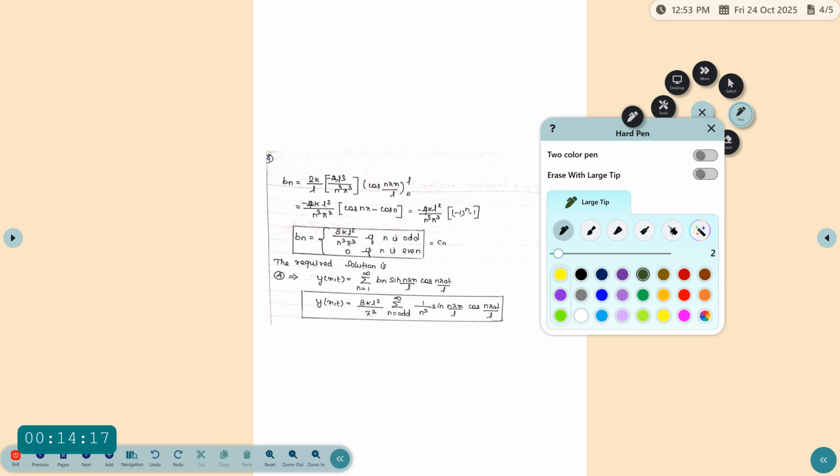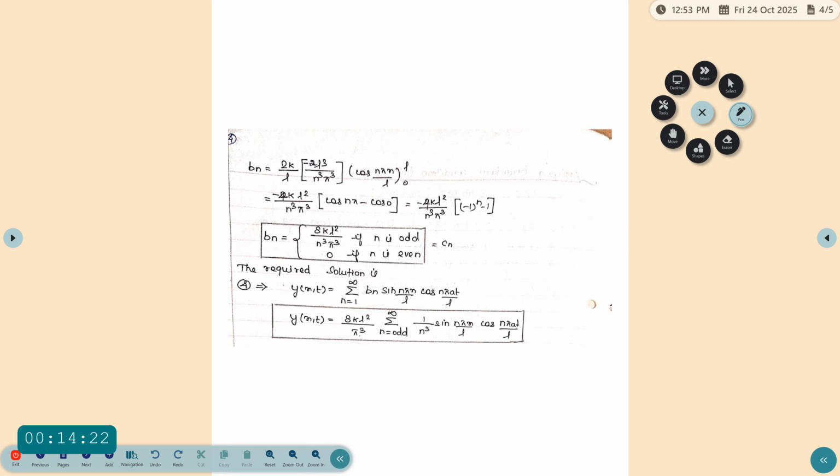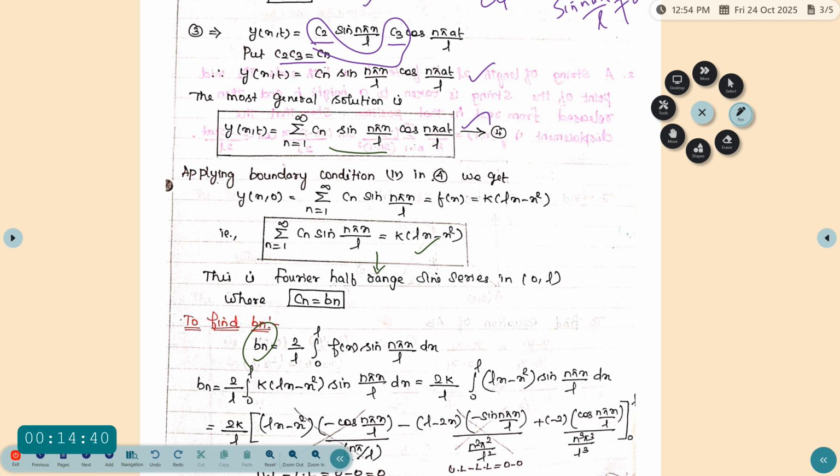Bn is equal to 2k by L into minus 2L cube by n cube pi cube into cos n pi x by L within the limit 0 to L. After substituting the limit, we can get the answer for Bn. Our Bn is nothing but Cn. So just apply the Bn value in the most general solution. Instead of Cn, we have the Bn value. Just substitute the Bn value in the solution. This is our final answer.